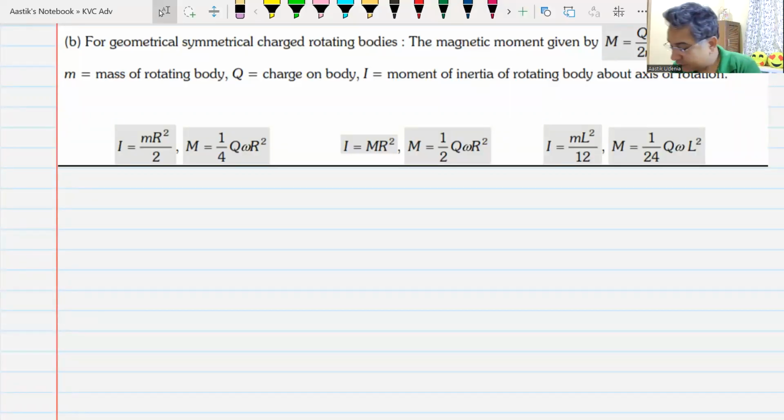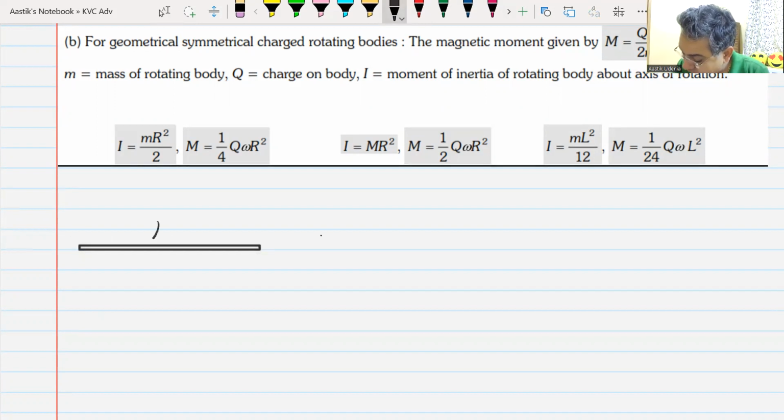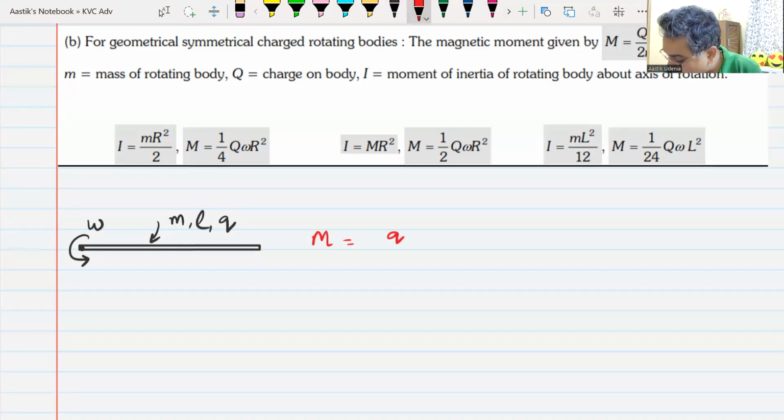Now, if you have rotating bodies, let us say for an example, you have a rod of mass m and length L rotating with an angular velocity omega, and the charge on this rod is Q. This rod can also be treated as a magnet. Remember, the magnetic dipole moment of this rod can be written as Q by 2m multiplied by L. What is this L? Angular momentum. Q by 2m multiplied by I omega.